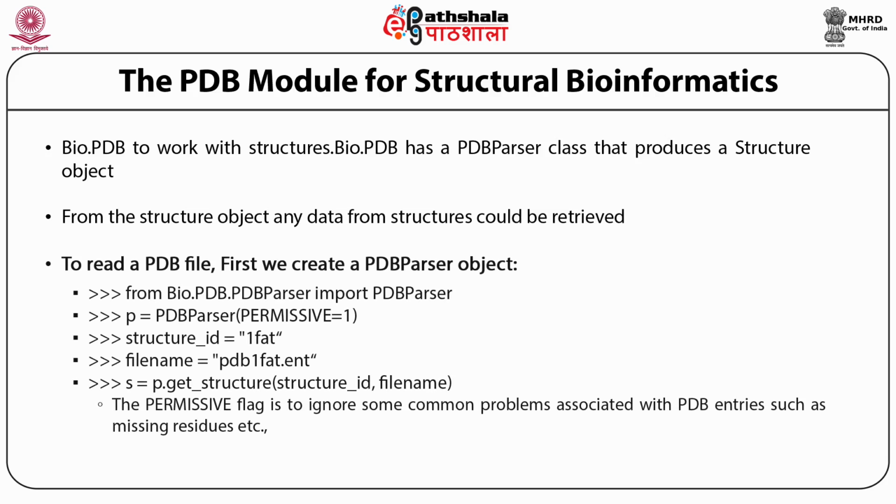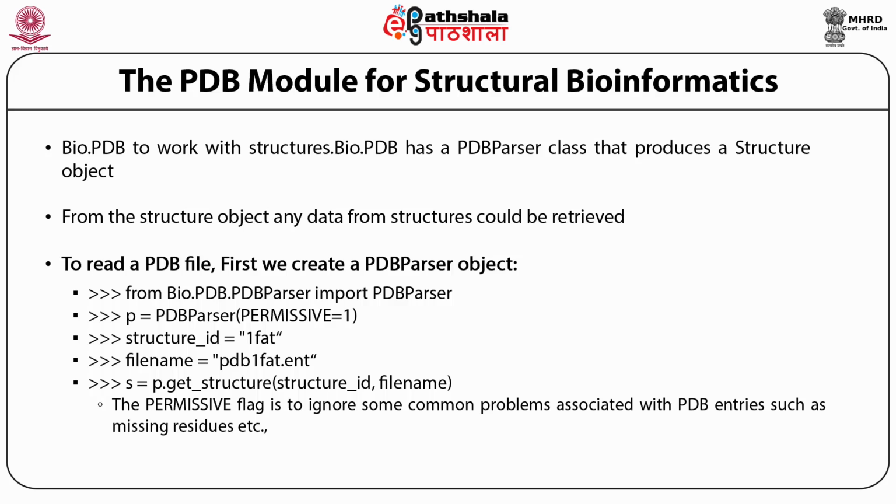In order to parse a PDB file, we create a PDBParser object first. How do we create that? We say from Bio.PDB.PDBParser import PDBParser, and then I store it in P. So I say P is equal to PDBParser, permissive equal to 1. And then I give the structure ID; 1FAT is the structure ID. The file name is pdb1fat.ent. So now we have the structure. I call it yes, it could be anything. So I say yes is equal to p.get_structure, with the structure ID and the file name.